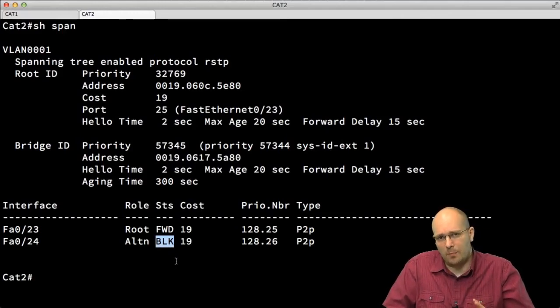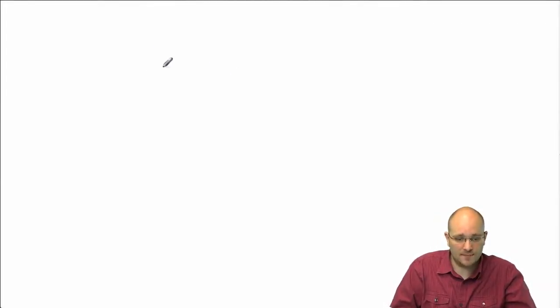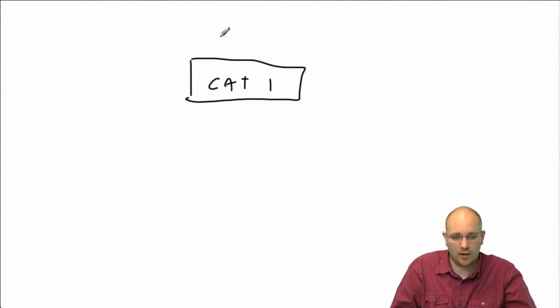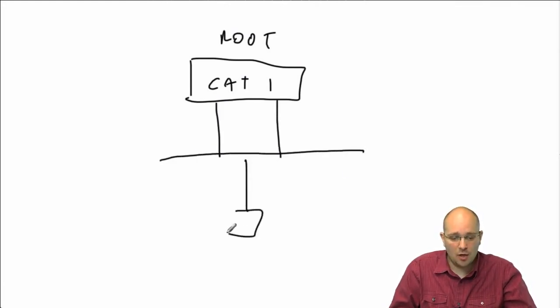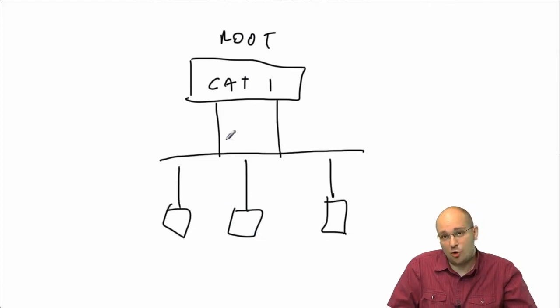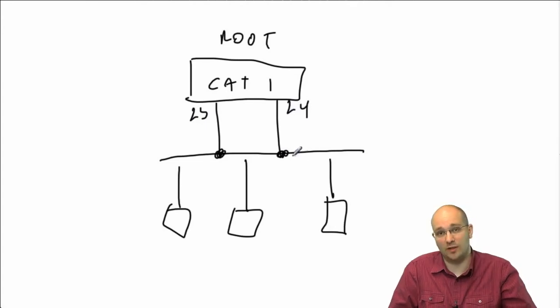So this was the alternate port. But what is the backup port? Imagine that we had a setup that looked like this. We had a switch, let's call it Cat1 in our case, which is the root, which is connected to the same shared segment here, where we may or may not have other devices. But it's connected to the shared segment with two ports. Let's say that this is port 23 and that this port here is 24.